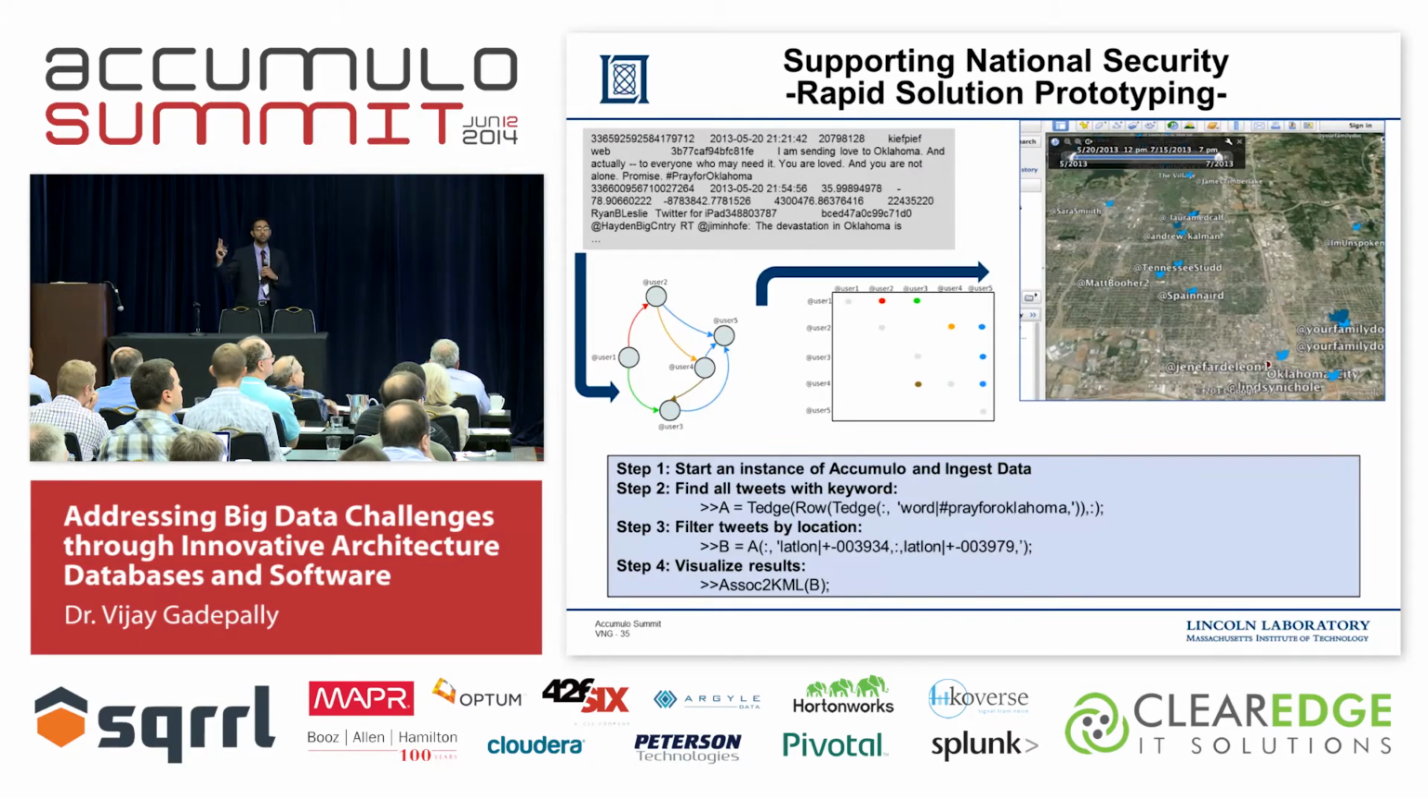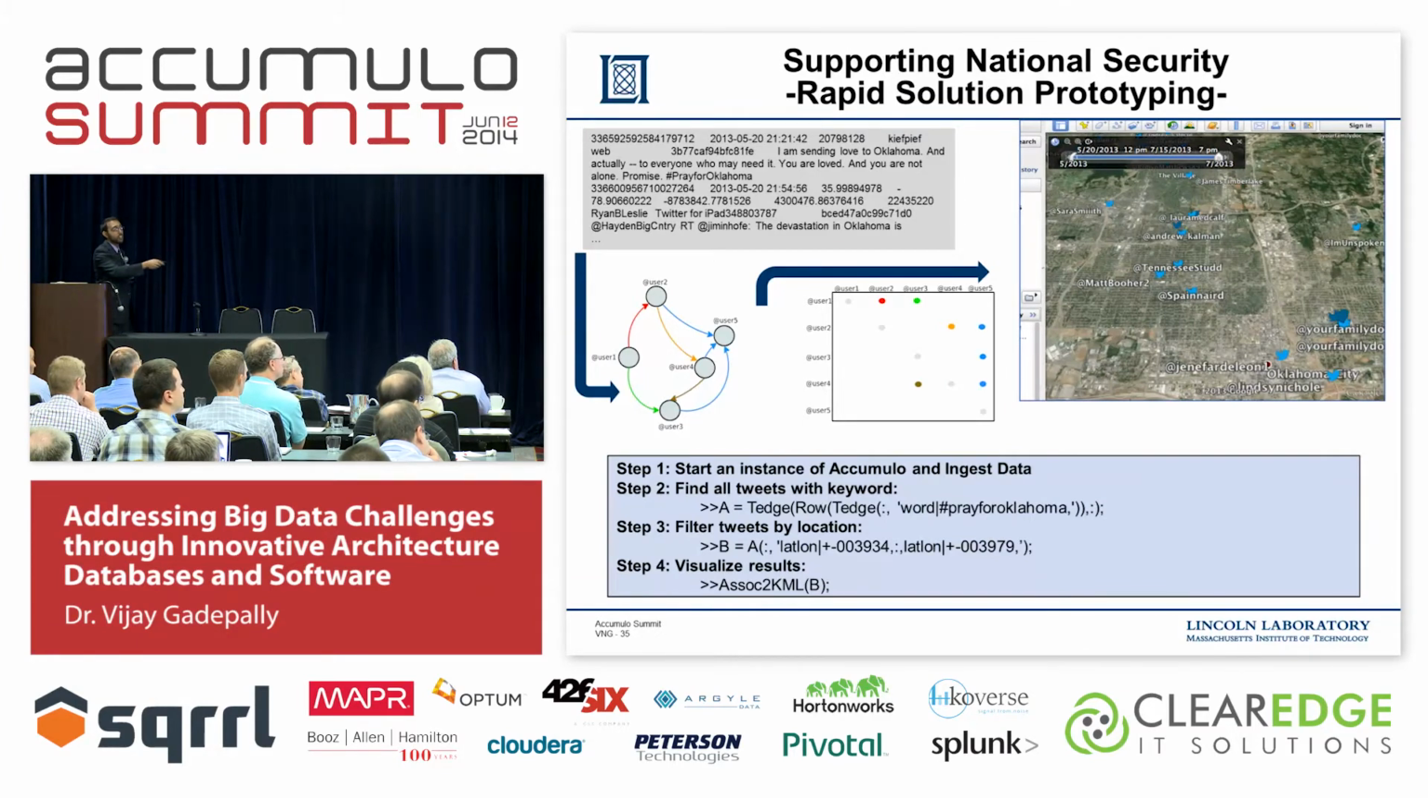Then I want to find everything within a particular latitude, longitude range, and this is near Moore, Oklahoma. And then I want to plot everything. So 3 lines of code to do that. So we believe that this is extremely powerful right after a natural disaster, right after something happens. Within a few lines of code, you can quickly prototype a solution for an analytic that you're looking at. And this is where the high-level language is extremely helpful.